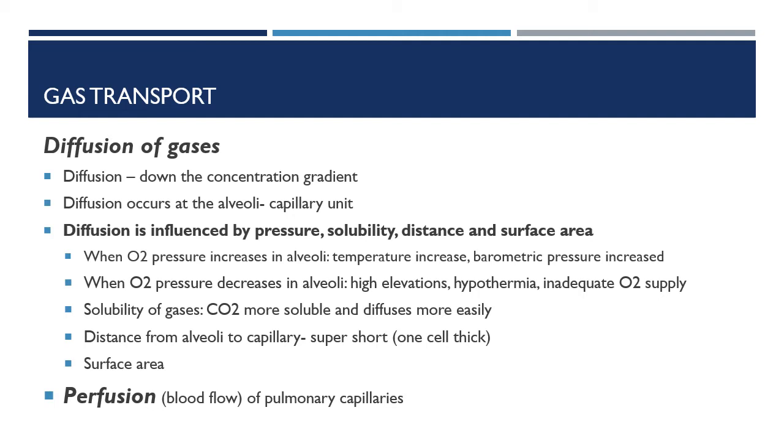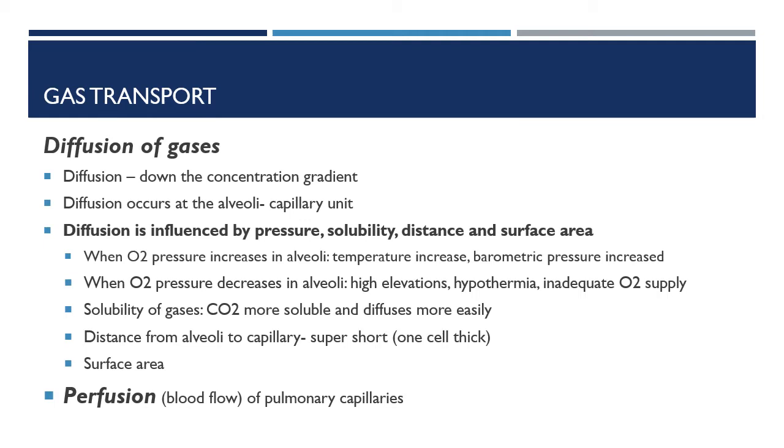So what can cause diffusion to be affected? What can make it difficult or impact diffusion between the alveoli and the capillary? Okay, so the first one is pretty unlikely to happen, but that's when O2 pressures are increased in the alveoli. And under normal conditions, that's not going to happen, right? We typically have 21% oxygen in the air, and the pressure doesn't usually increase.